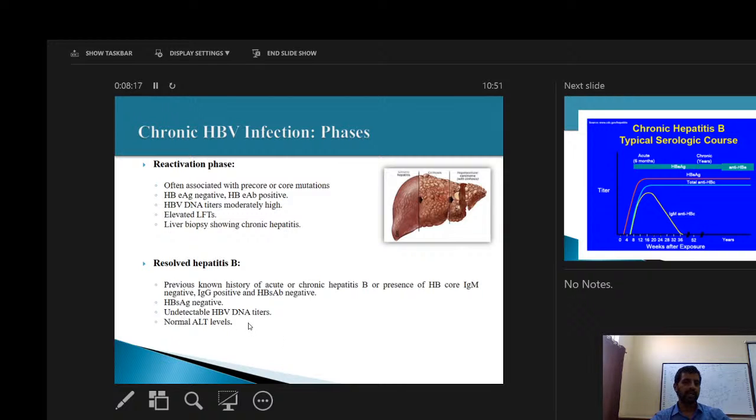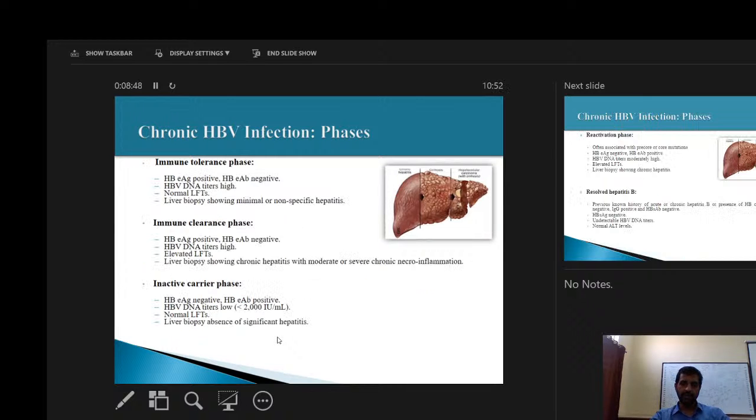The HBV DNA titers are totally undetectable. Surface antigen, HBsAg, is negative, and HBsAb is positive. Antibody is positive. Because the virus is totally eliminated, the patient now has no hepatitis and normal ALT levels. So these patients are not infectious to anybody. So the patient may directly go from inactive carrier to resolved hepatitis.